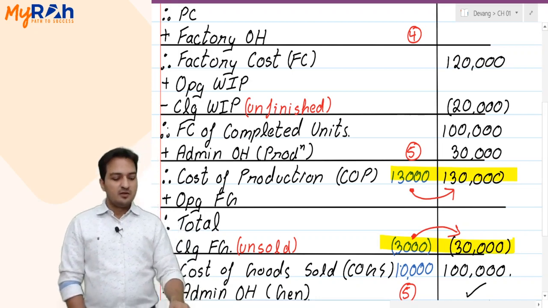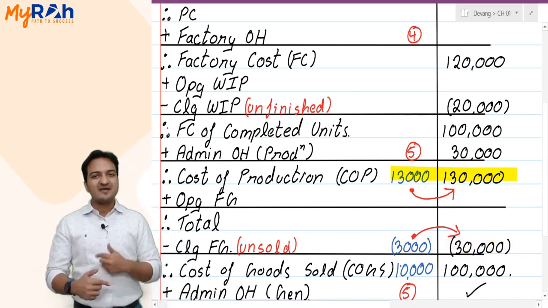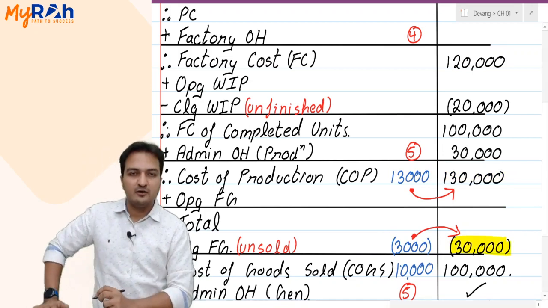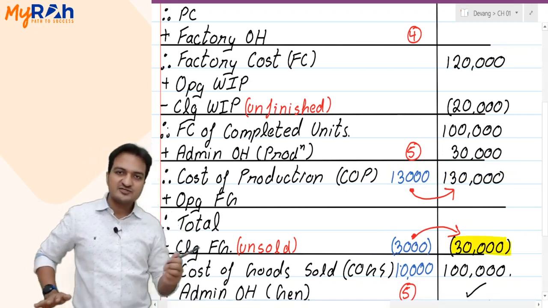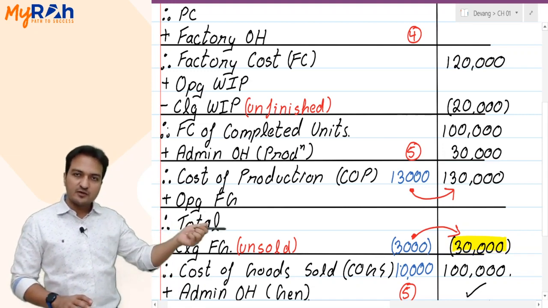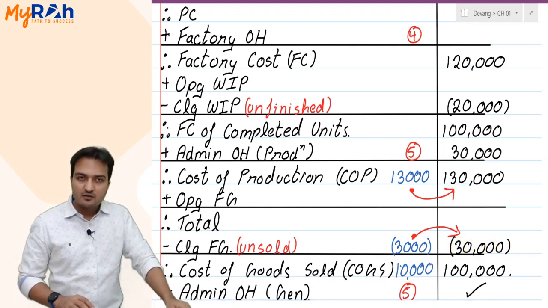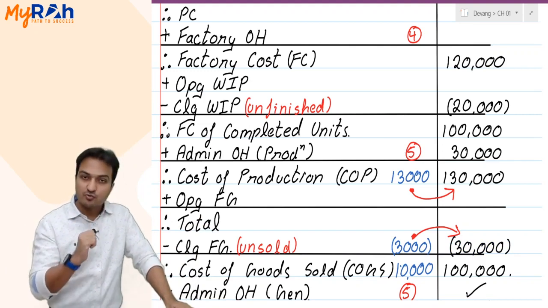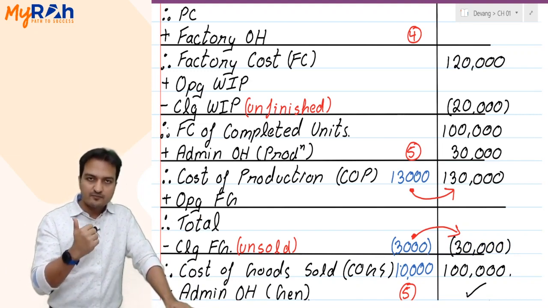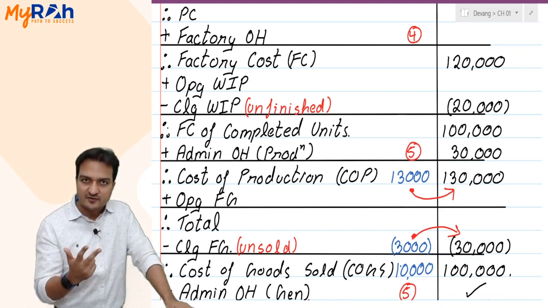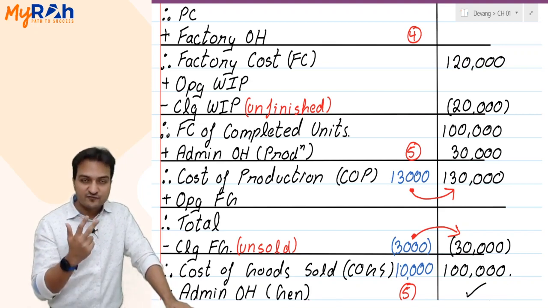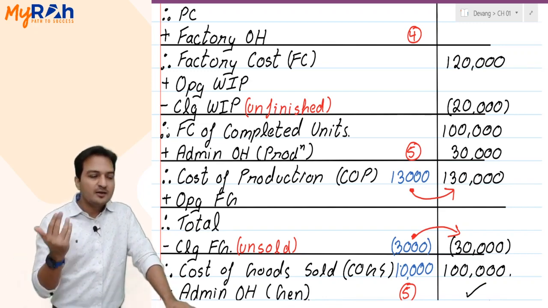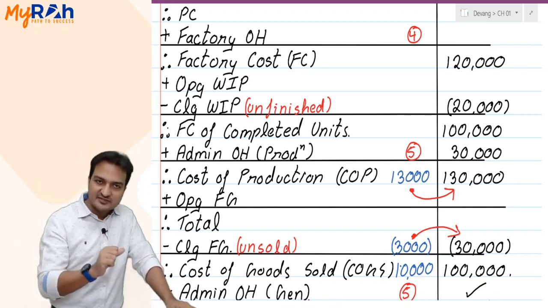But we will be learning certain methods to identify this closing FG valuation of closing stock that I did over here, 30,000. It could be done by different methods that you might have heard of, methods like FIFO method, LIFO method, weighted average method. Have you heard of these names at least? Yes, you might have heard of that in accounts subject. Now we will apply that in costing subject.